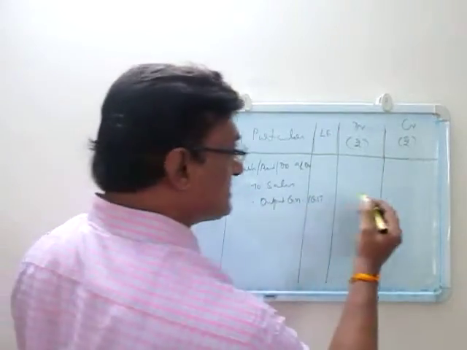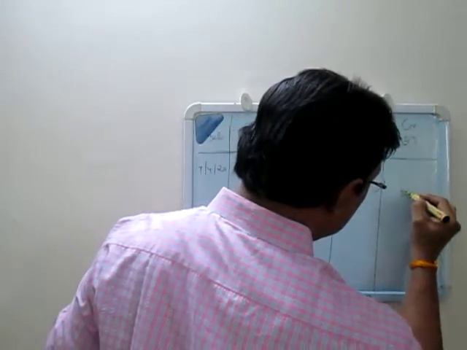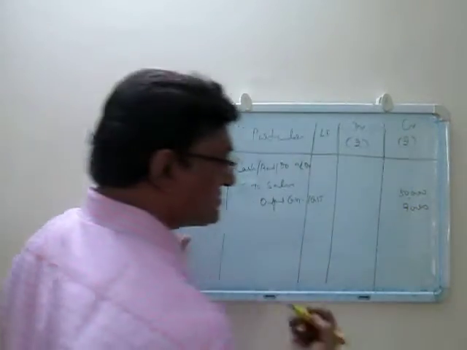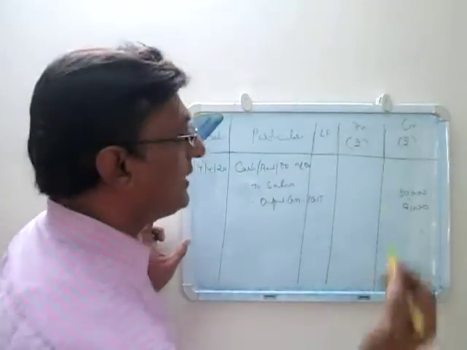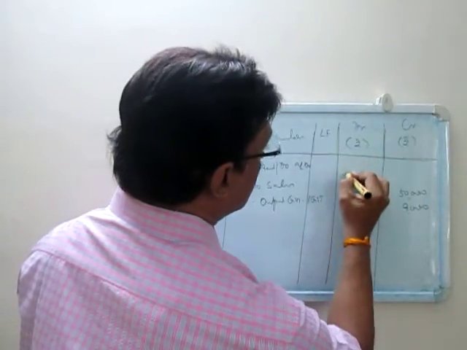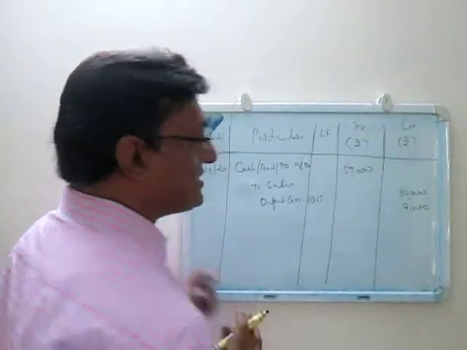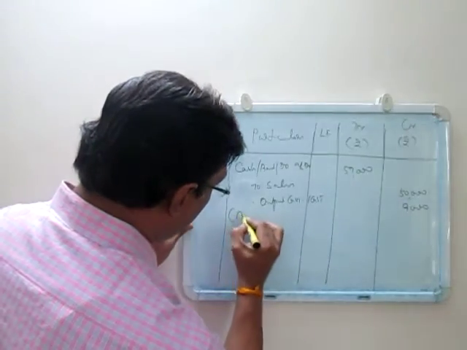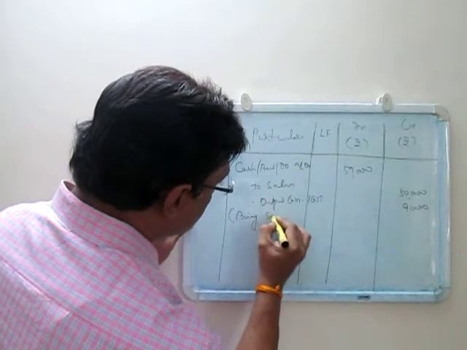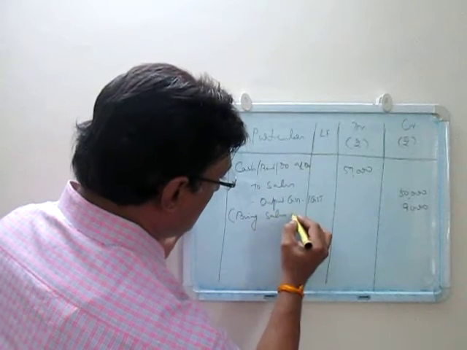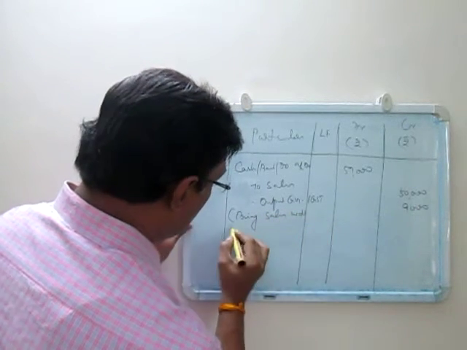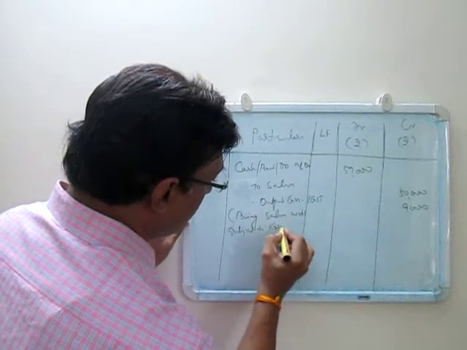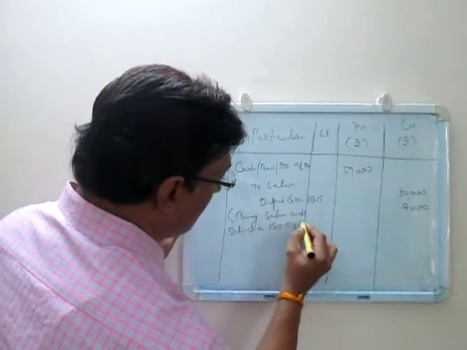So, to sales would become 50,000. To GST, that is IGST, would become 9,000 at the rate of 18%. And cash, bank or debtors, 59,000. Being sales accounted subject to IGST at the rate of 18%.